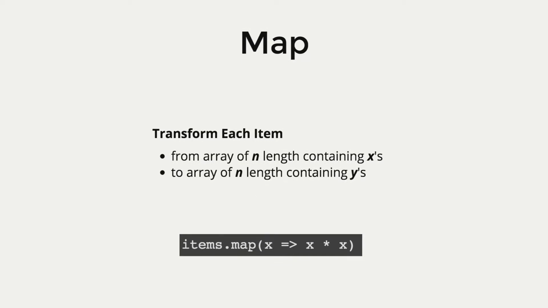All right, map. Who's familiar with map and comfortable with map? Who's not? Okay. Map just transforms each item in an array. So you start with an array of n length. Those things contain x's. It could be anything. And what you end up with is an array of the exact same size. You can't remove things, you can't add things. But instead of containing x's, they contain y's, right?